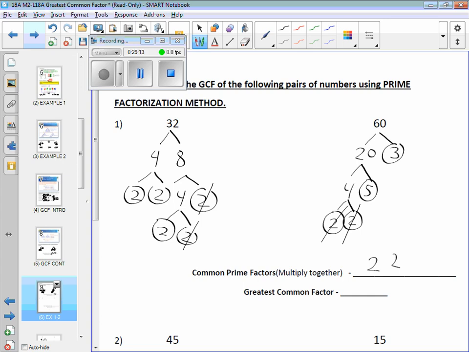No. Multiply the 2 numbers together. What do you get? 4. Believe it or not, even though these numbers look like there's a higher number that will go into both, 4 is the highest number that will go into both 32 and 60. 4 is our GCF.